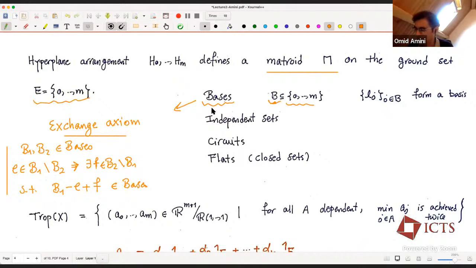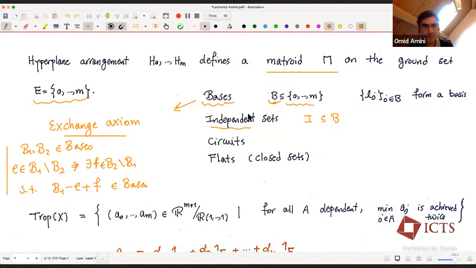So this collection of independent sets, what are the independent sets defined by the matroid? These are all the sets I which come inside some B, such that this B belongs to the collection of bases you have fixed. So if you know the bases, you can define independent sets. And if you know the independent sets, you can also define bases, because then you take the independent sets which are maximum.